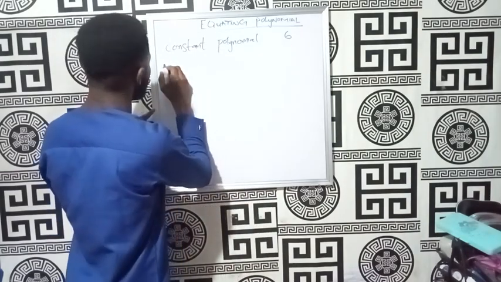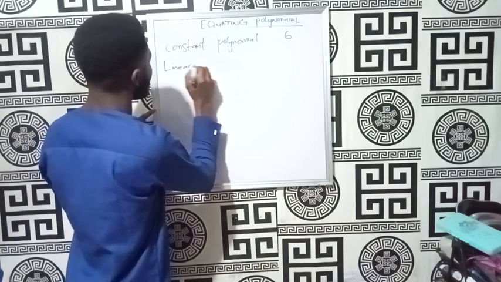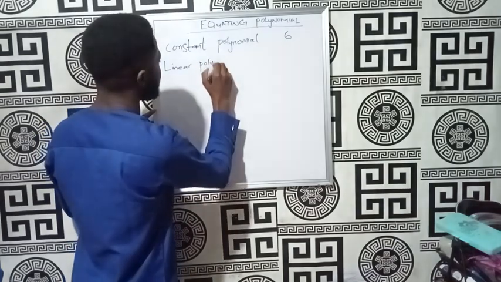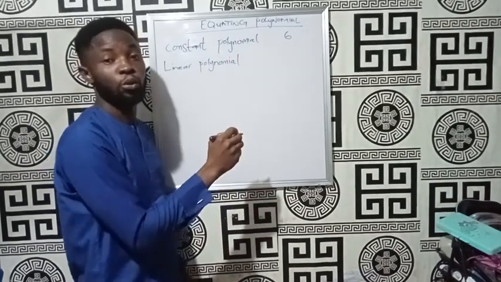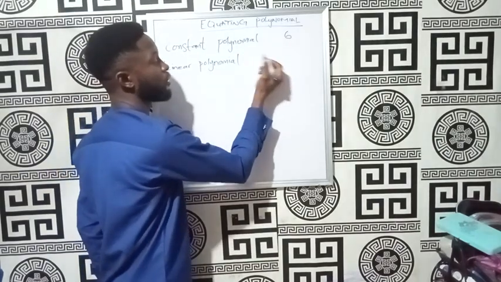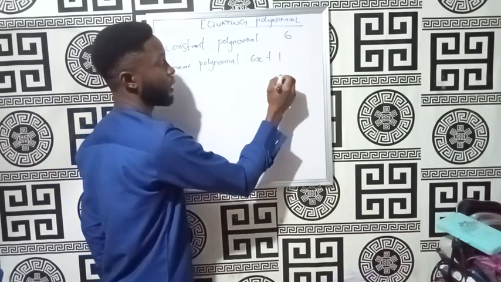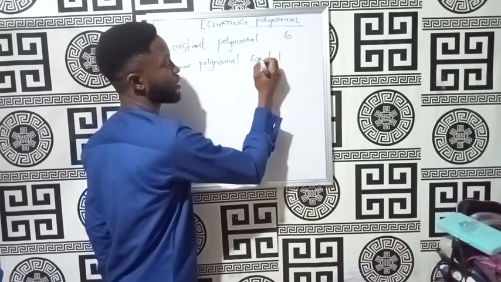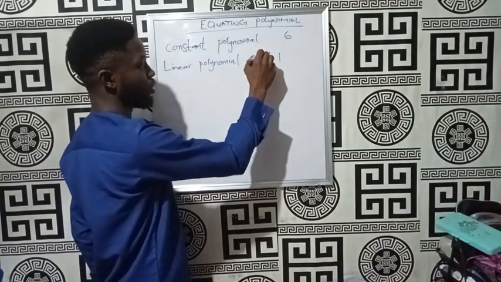Another one is the linear polynomial. An example of a linear polynomial is 6x plus 1. The degree of x is 1, so x is raised to the power of 1.